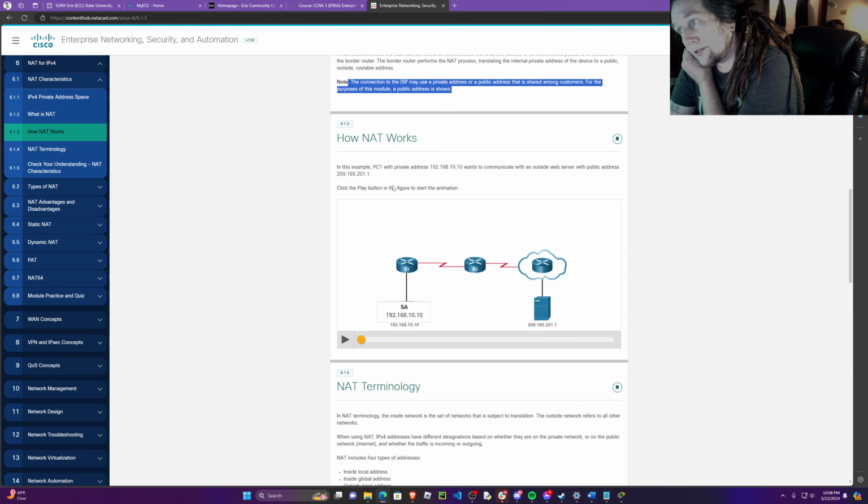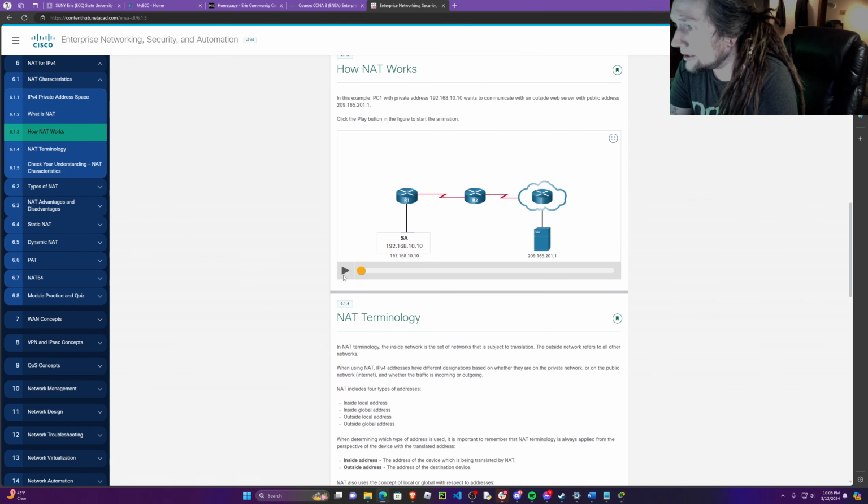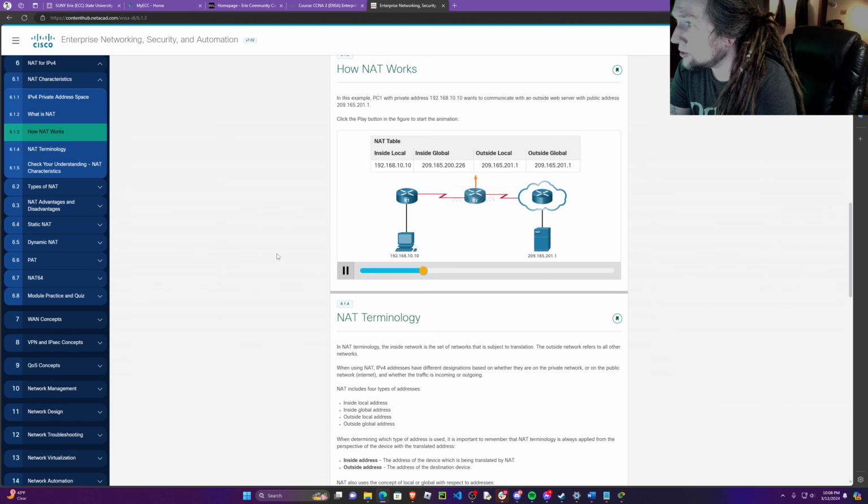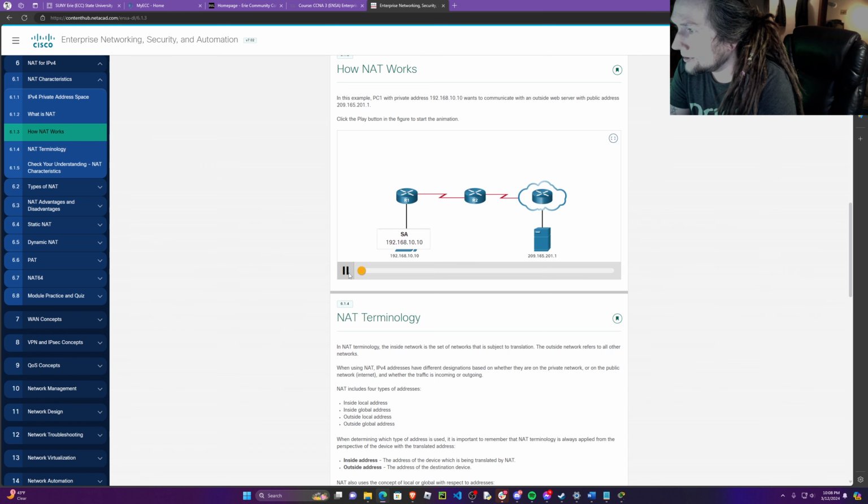How NAT works. Play this while I read here. In this example, PC1 with a private address 192.168.10.10 wants to communicate with an outside web server with public address 209.165.201.1. All right, we're watching that happen right here. Play it one more time for you. Make it bigger.